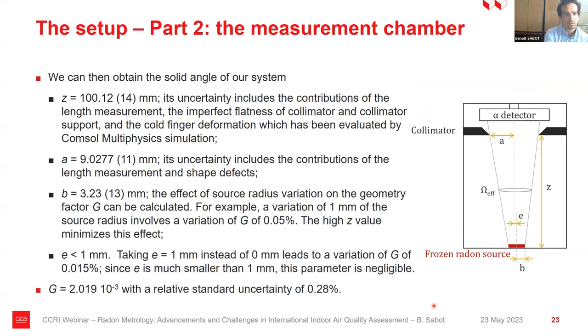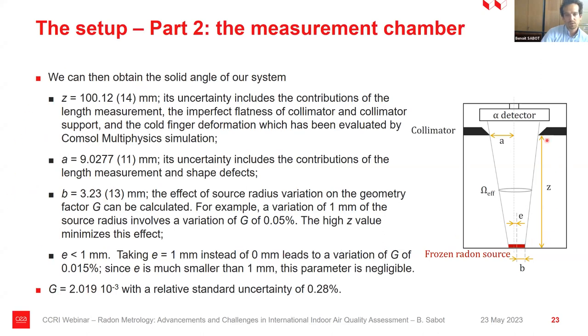So what we found in our system is that since we know the diameter of our source with, let's say, not so bad accuracy, we may take a long distance between our frozen source and our collimator in order to minimize this effect. Although if we have some thermal deformation of the cold finger, it's maybe important to increase the distance between our source and our collimator to make sure that this effect is quite small. So that's why in our system, we end up with such size.